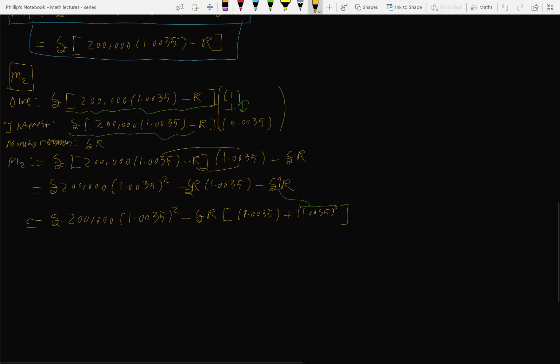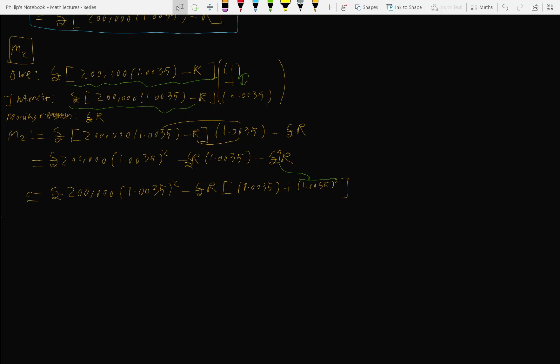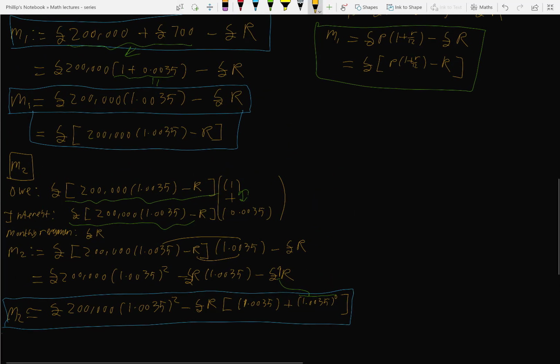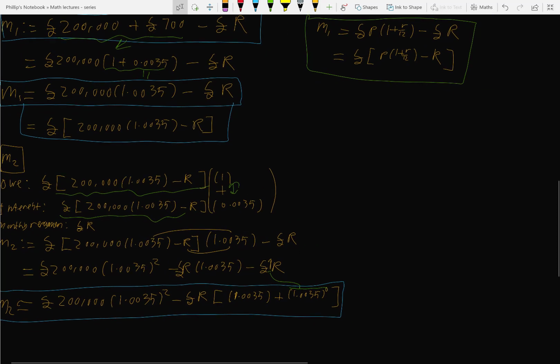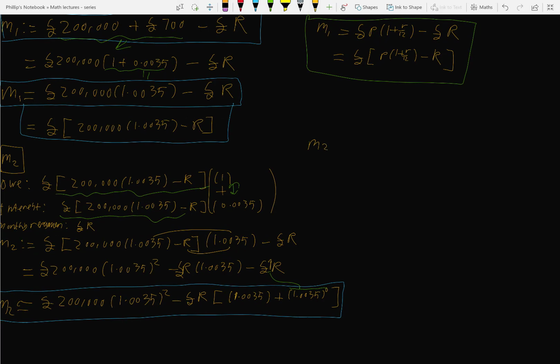Okay, nothing wrong with that. And that's going to be M2, and we're going to put this in blue, so there's nothing wrong with that. Now let's look at the general case again. We've done the example case here, so let's look at the general case. It's going to be pretty much the same kind of principle. We're just going to look at what M2 equals.